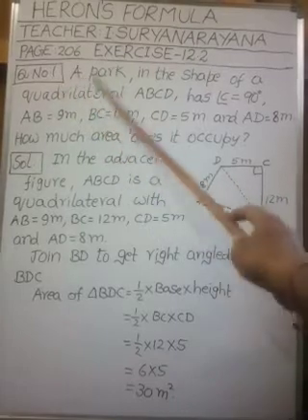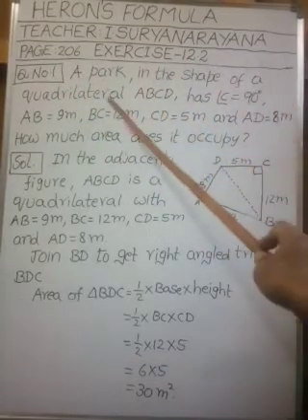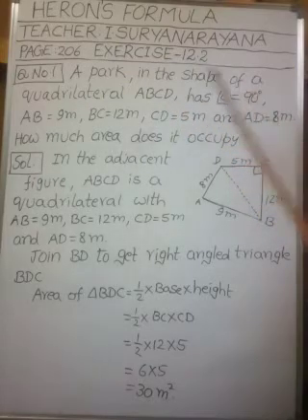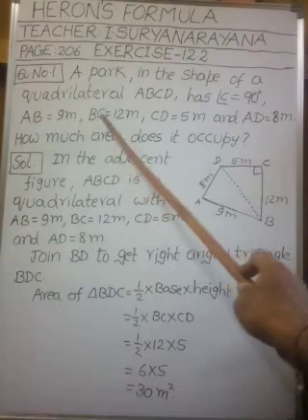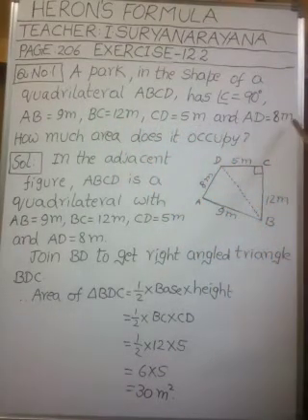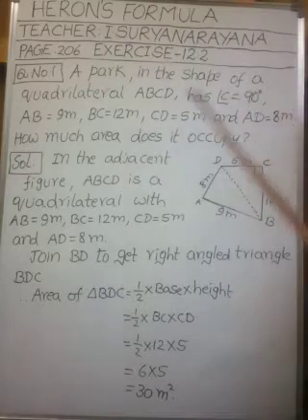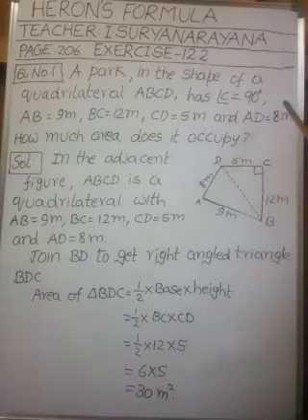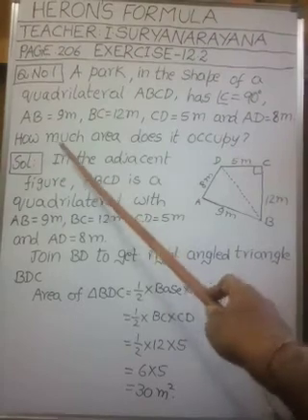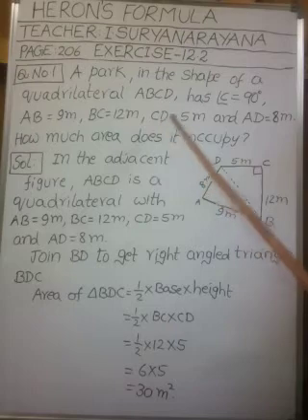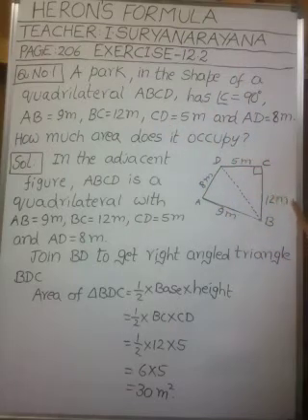Question number one. A park in the shape of a quadrilateral ABCD has angle C equal to 90 degrees, AB is equal to 9 meters, BC is equal to 12 meters, CD is equal to 5 meters, and AD is equal to 8 meters. Understood this question? Read the question well until you understand it. How much area does it occupy? We have to find the area of the quadrilateral.